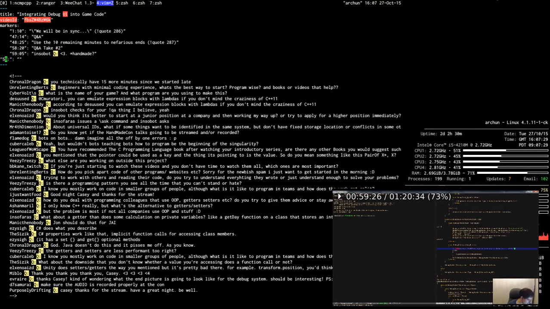You can emulate expression blocks with lambdas if you don't mind the craziness of C++11. I do mind the craziness of C++11, of course.